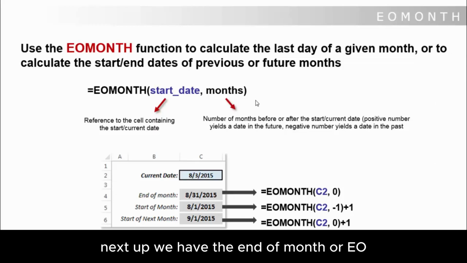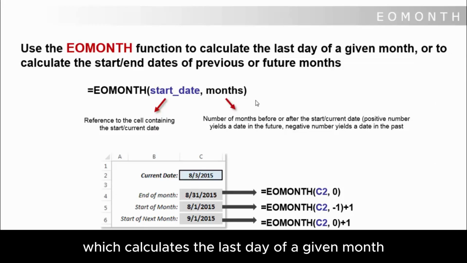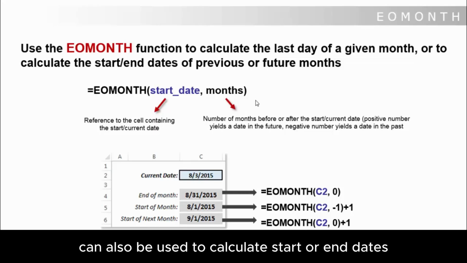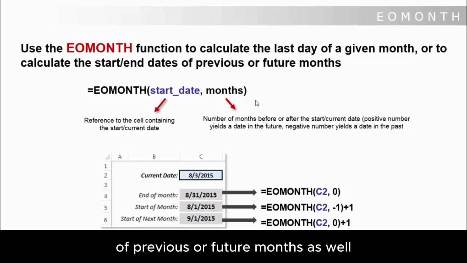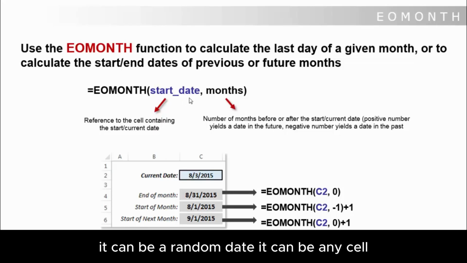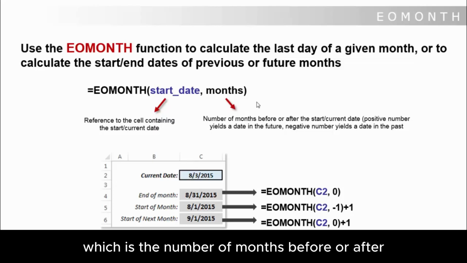Next up, we have the end of month, or EOMONTH, function, which calculates the last day of a given month. It can also be used to calculate start or end dates of previous or future months as well. So syntax-wise, just two components in this formula. It starts with your start date. That can be a current date. It can be a random date. It can be any cell reference to a cell containing a date, and then the months component, which is the number of months before or after your start or current date.